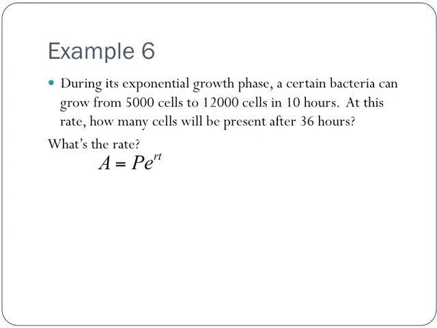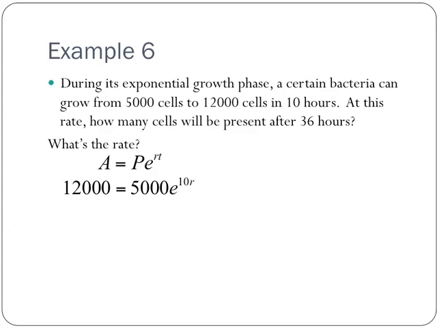So how do we figure out what the rate is? Well, we know that it grows from 5,000 to 12,000 in 10 hours. That gives us everything in the equation except for r. So let's plug that in. So we start off with 5,000 and then we get to 12,000 after 10 hours.